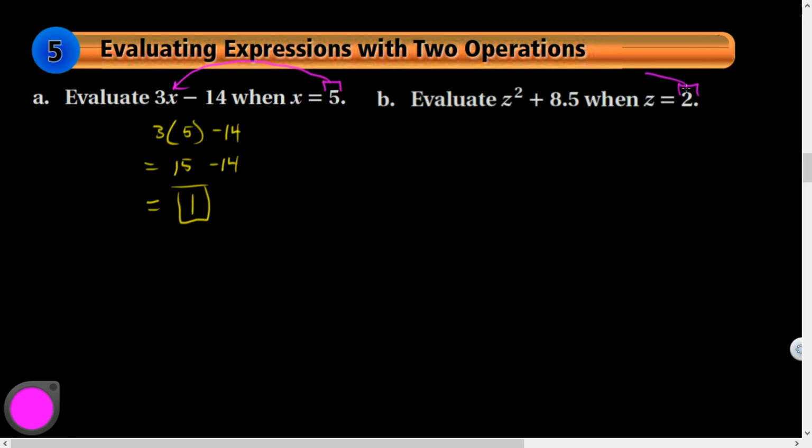All right. Ooh, this next one's interesting. Plug in 2 for my z. So I'm going to have z squared is going to be 2 squared plus 8.5 decimal. All right, what do I do? Square or add first? Square, 2 squared. What does that even mean? Two times 2, right? Multiply by itself twice. 2 factors of 2. 2 squared is 4. And plus 8.5 is 12.5. No calculator there. I like it.